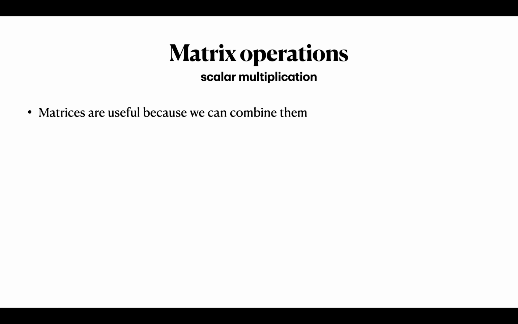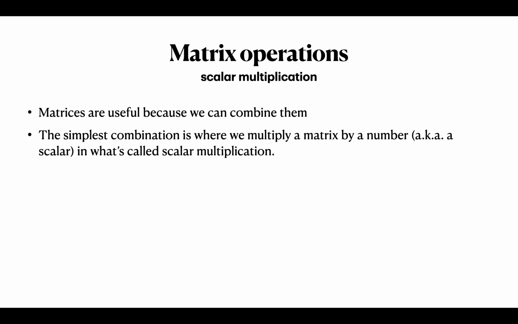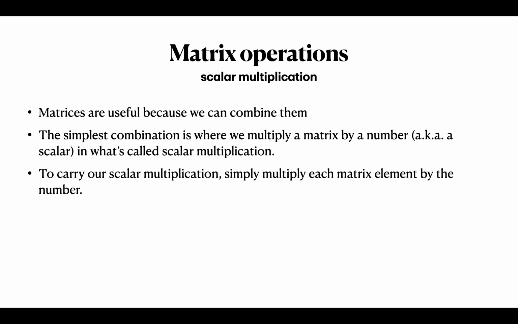Now, the simplest way of combining matrices is called scalar multiplication. What you do with scalar multiplication is you multiply a matrix by a number. When you have numbers hanging around with matrices, numbers aren't called numbers, they're called scalars. I know it's just stupid terminology, but that's the way it is. And we combine scalars with matrices by just multiplying each element of the matrix by the scalar.